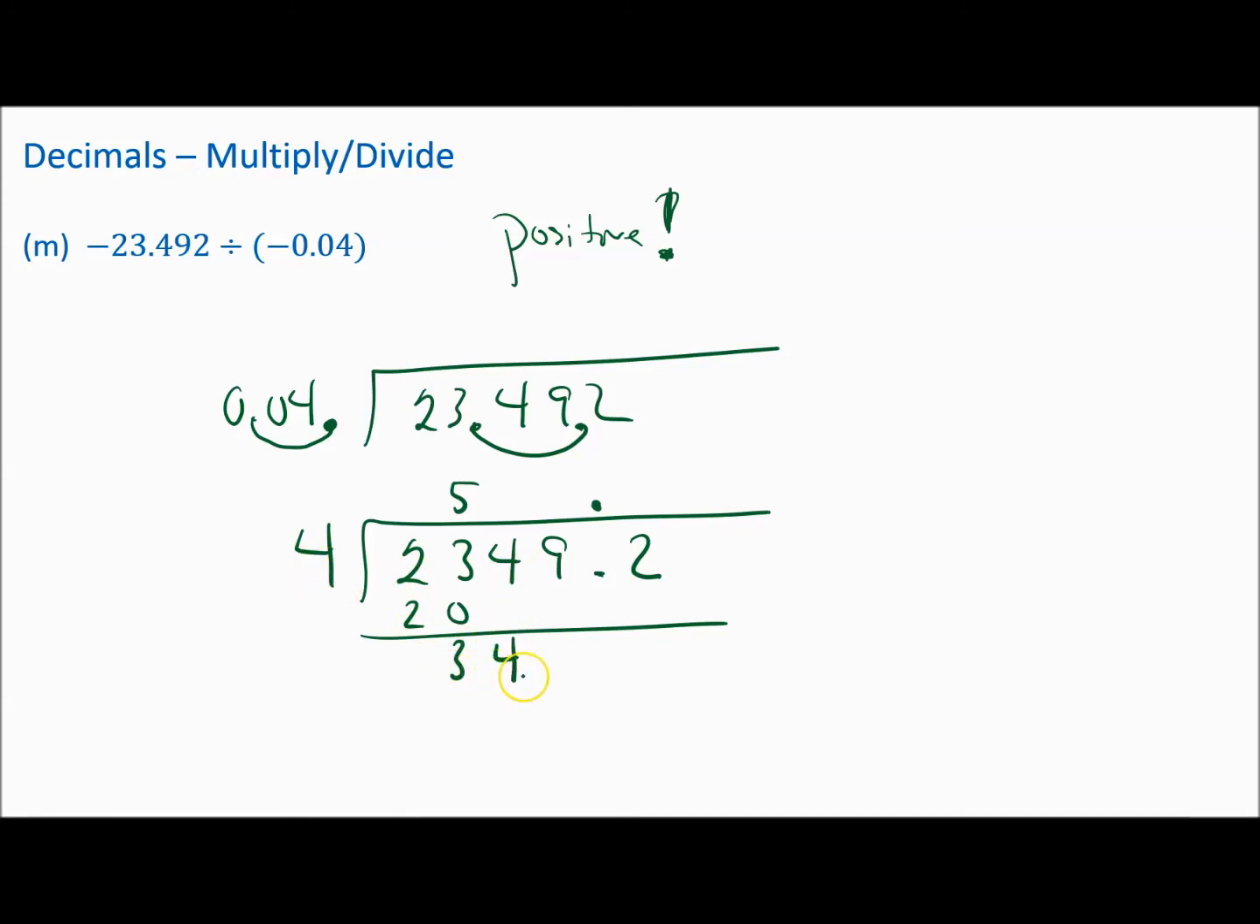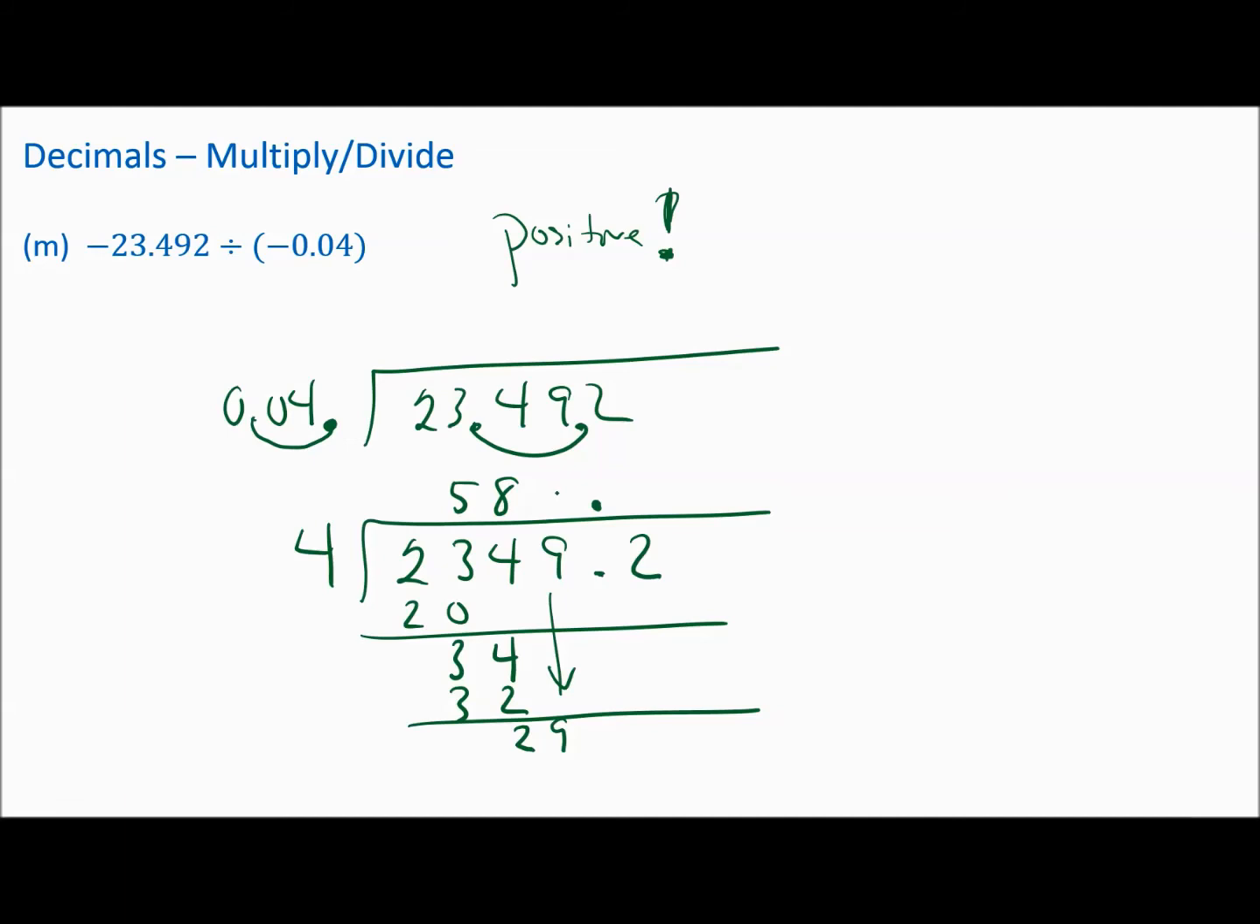4 divides into 34. How many times? 8, right? 4 times 8 is 32. What do I do now? I subtract. 4 minus 2 is 2. 3 minus 3 is gone. I move down the 9 this time. 4 divides into 29. How many times?